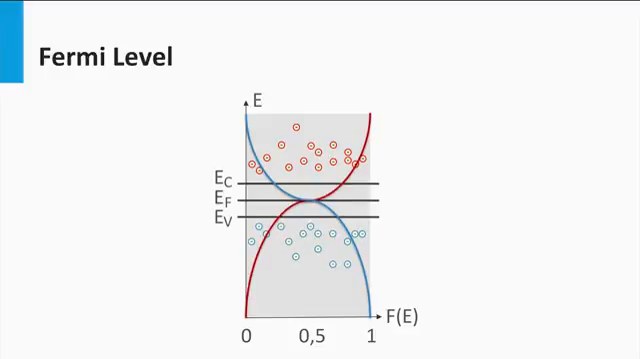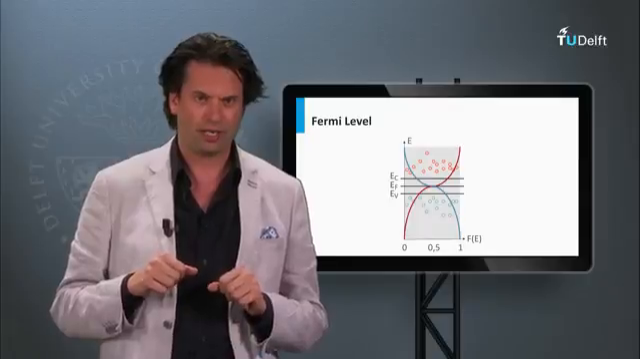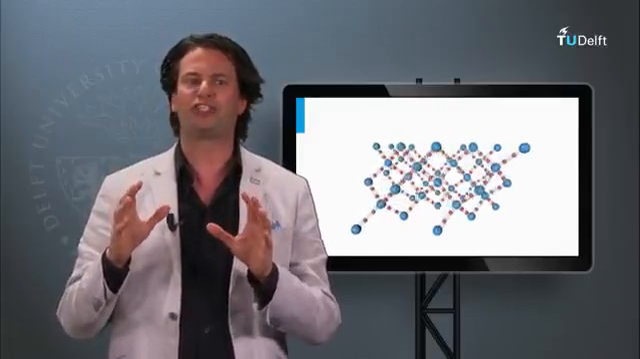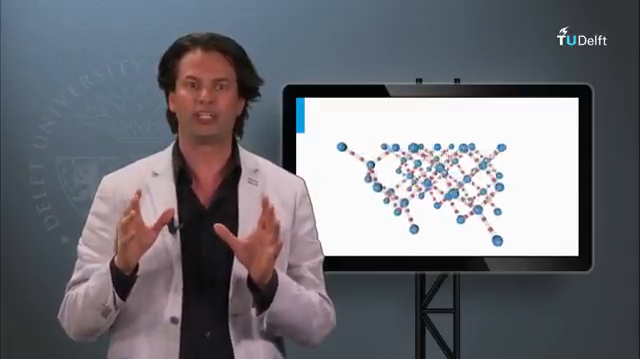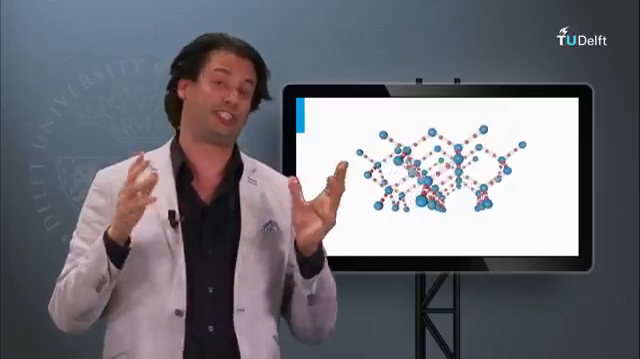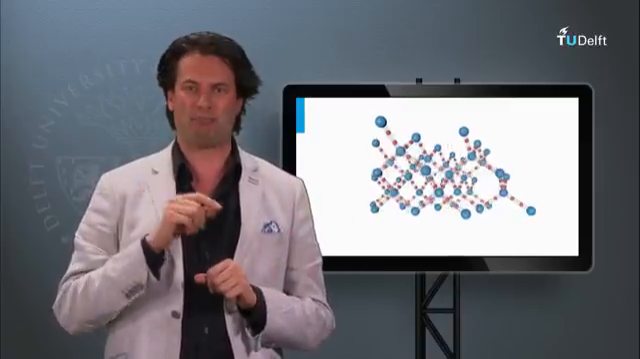1 minus the Fermi-Dirac function shows, for a semiconductor, the probability that you will find a hole at a certain energy level. This week we will focus on the behavior of the charge carriers, electrons and holes, in a semiconductor. We will use the semiconductor material silicon again as an example.